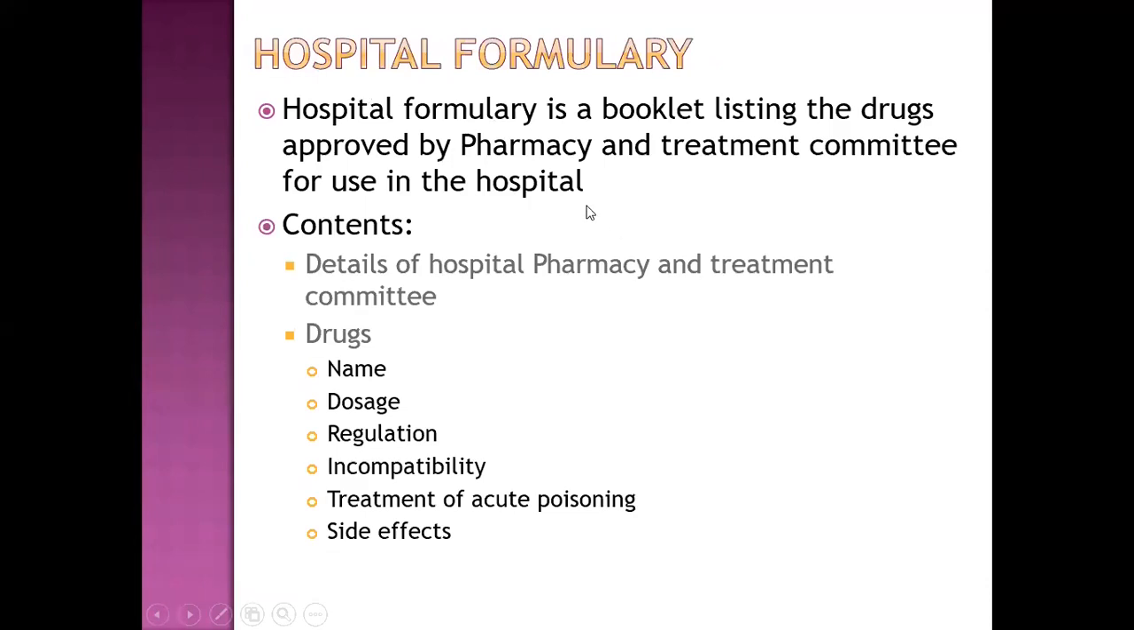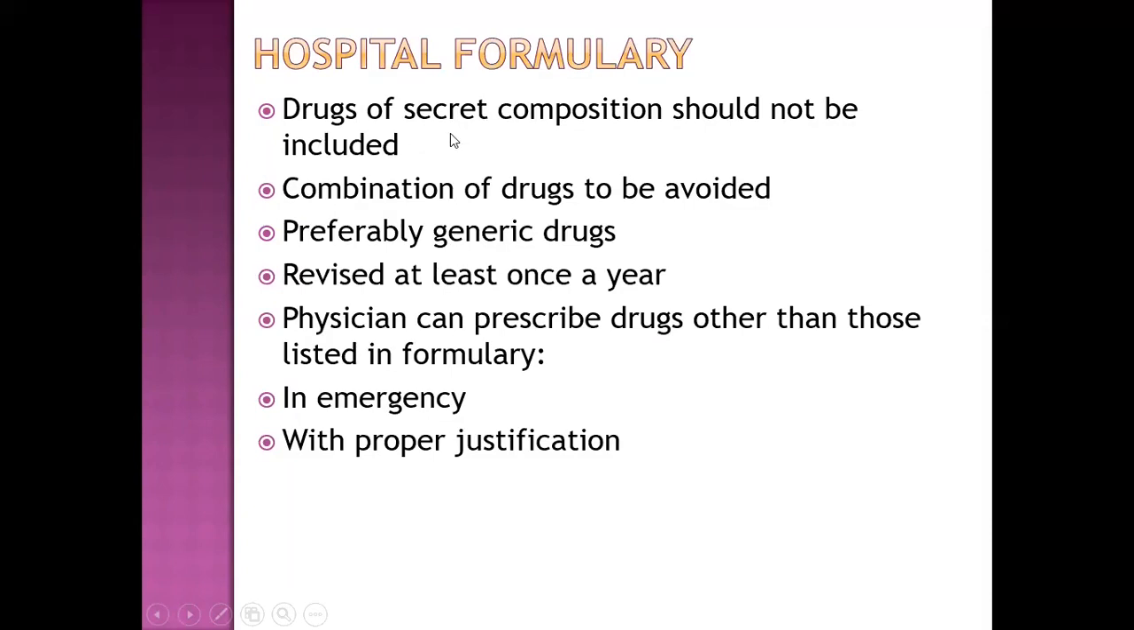Then hospital formulary. Hospital formulary is a booklet listing the drugs approved by pharmacy and treatment committee for use in the hospital. And contents of hospital formulary: details of hospital pharmacy and treatment committee, details of drugs including name of drug, dosage of drug, regulations, incompatibility, treatment of acute poisoning and side effects. Various guidelines for making hospital formulary. Drugs of secret composition should not be included. Combination of drugs to be avoided. Preferably list generic drugs. Revised at least once a year. Physicians can prescribe drug other than listed in formulary. They can prescribe those drugs in emergency and with proper justification.